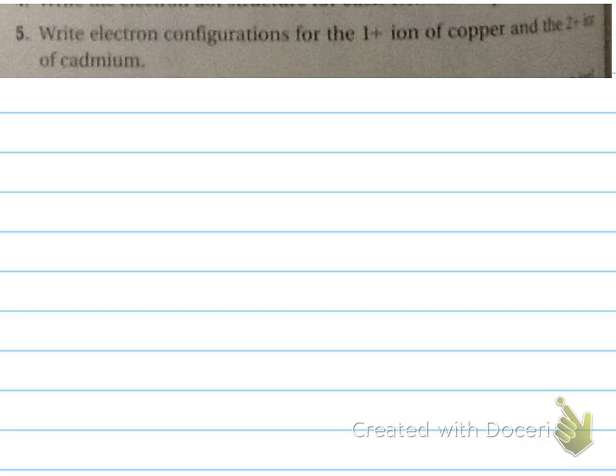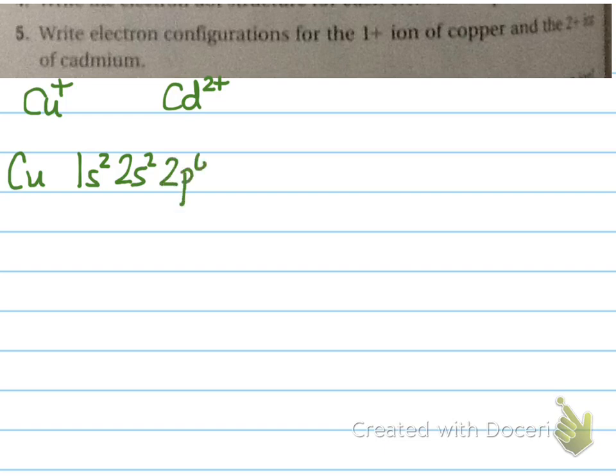Number 5, write electron configurations for the 1+ ion of copper and the 2+ ion of cadmium. So we're going to look at copper first. We want to just look at plain old copper's electron configuration. So we're going to write out the complete electron configuration for copper. That's going to be 1s2, 2s2, 2p6, 3s2, 3p6, 4s2, and copper is 9, so 3d9.